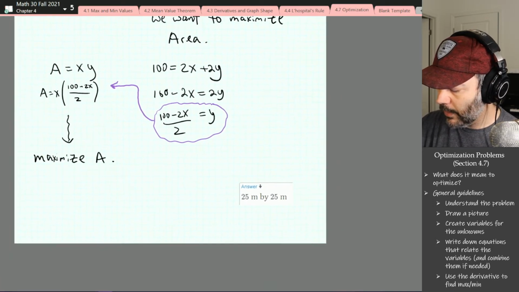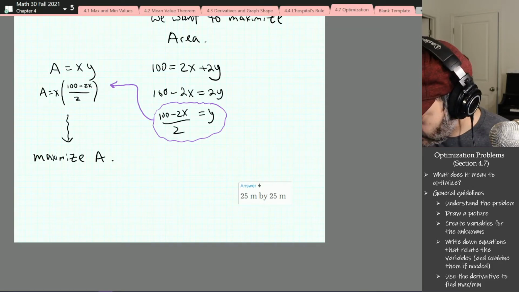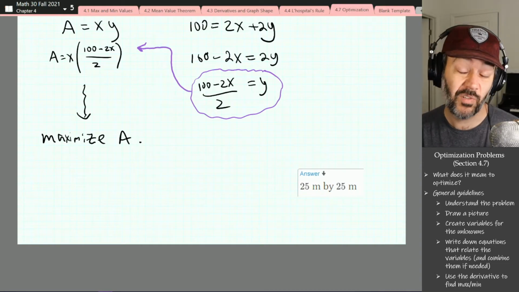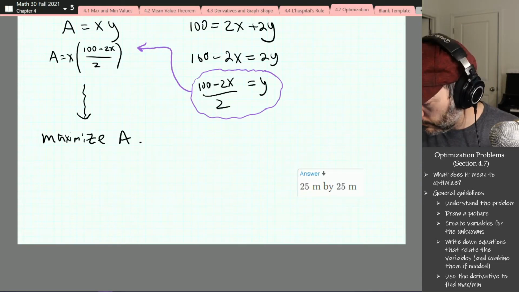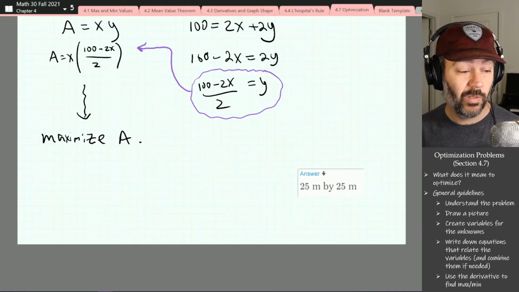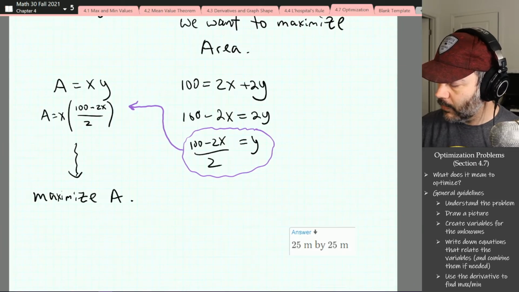And actually, I have the answer here for you. The answer is that the maximum area is when it's actually a square. So when x and y are equal, and they're both 25, that will be the answer. So you can actually try this one. The setup is actually the most interesting part, the hardest part that I'll help you with.